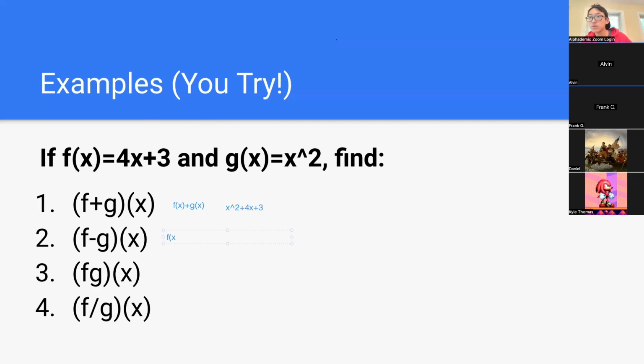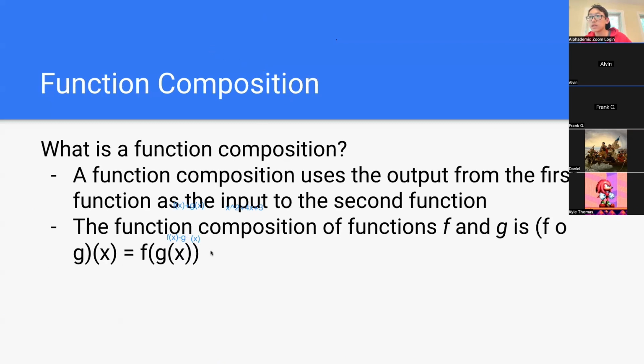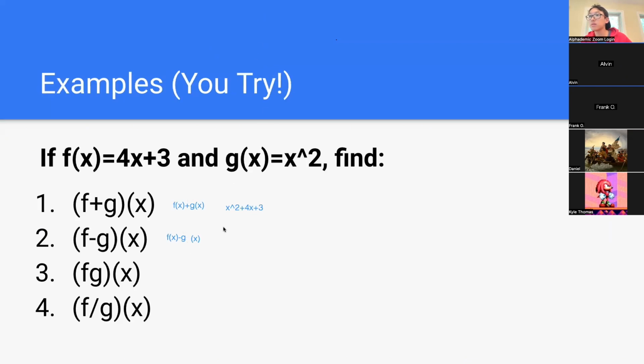Next one, again, you just split it up into f of x minus g of x. And then again, plugging it in, you would get 4x plus 3 minus x squared. And then the same for those 2 problems. Again, x multiplied by g of x.